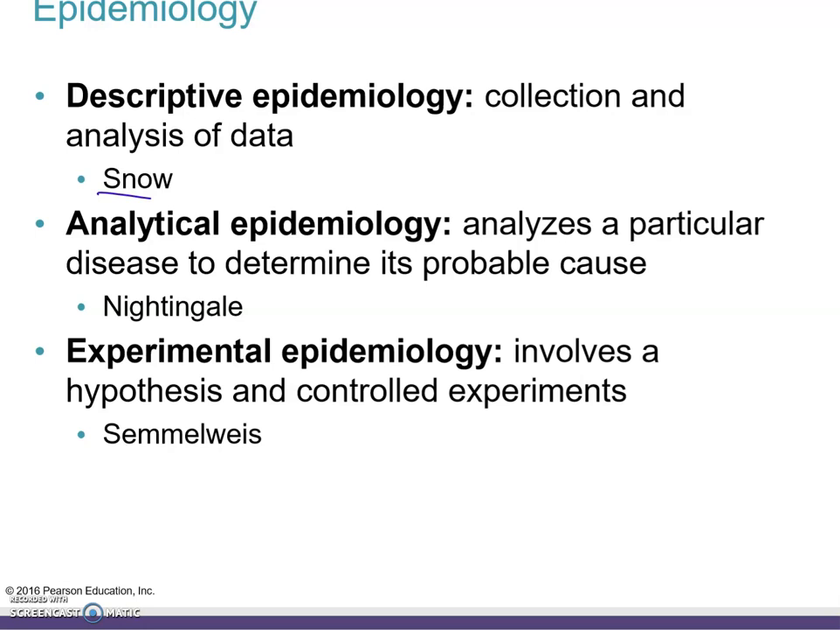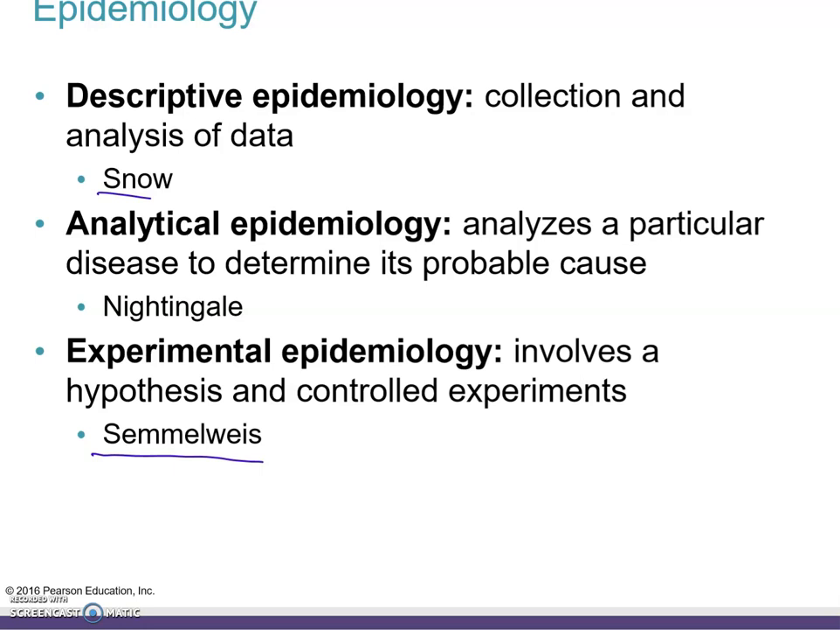And experimental epidemiology, that involves a hypothesis and controlled experiments. Ignaz Semmelweis was a good example for that, because his hypothesis was that the medical students were carrying pathogens in this case, and he didn't really know much about bacteria at that time. He knew that these medical students were carrying the disease from those women that had died, and now they were working on the cadavers. They were carrying it back to the new patients, the women ready to deliver a baby.